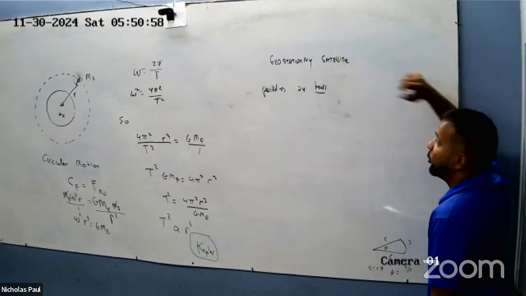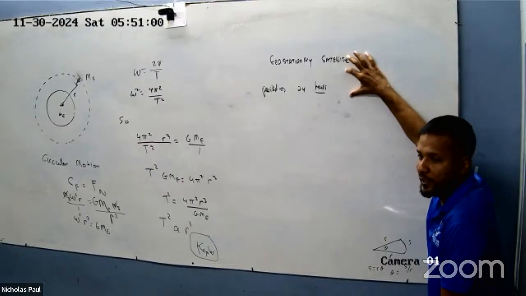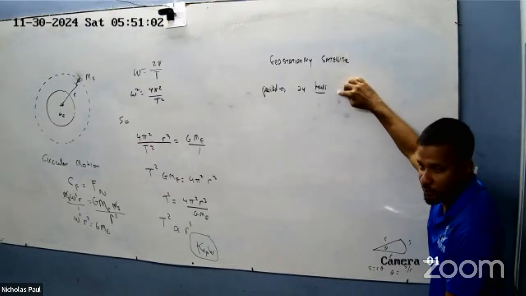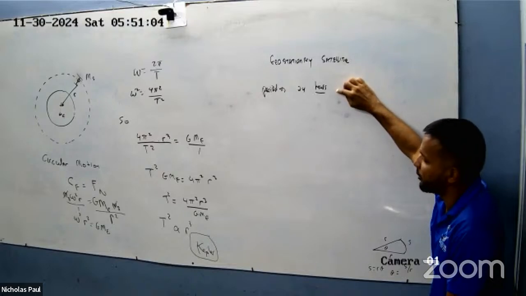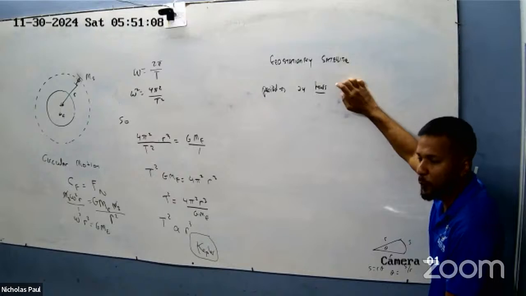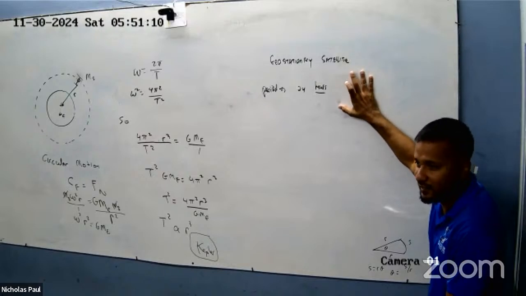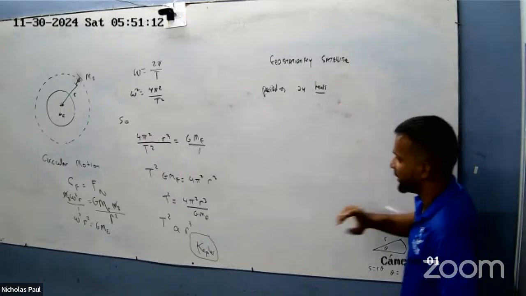Right, so here's something we could figure out. If we want to get a geostationary satellite, something with a period of 24 hours, what do we have to adjust? What do we have to make sure that satellite has?